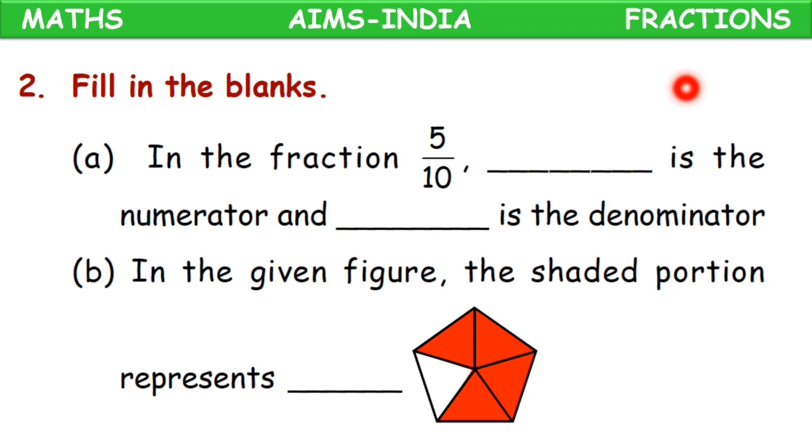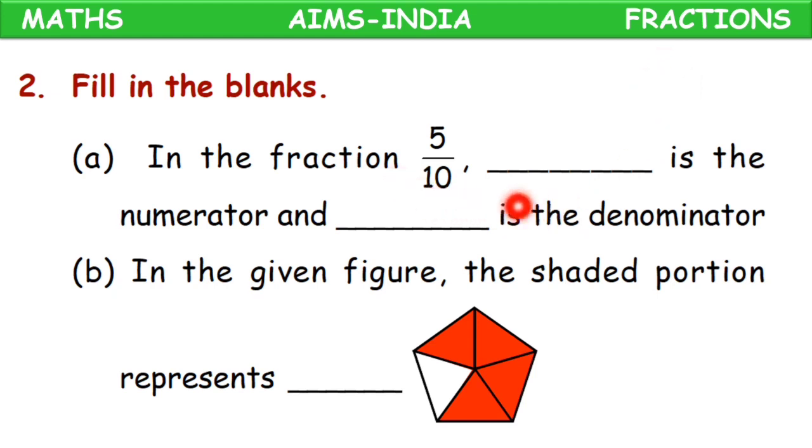Fill in the blanks. In the fraction 5 by 10, dash is the numerator and dash is the denominator. Okay. Now if you are able to answer all the questions correctly, children, what we are discussing now, it means that you have understood the chapter fractions very nicely. And if you are getting any doubts in certain questions, it means that you are not clear with the concept, and if possible, try to hear that concept once again and practice it so that it becomes clear.